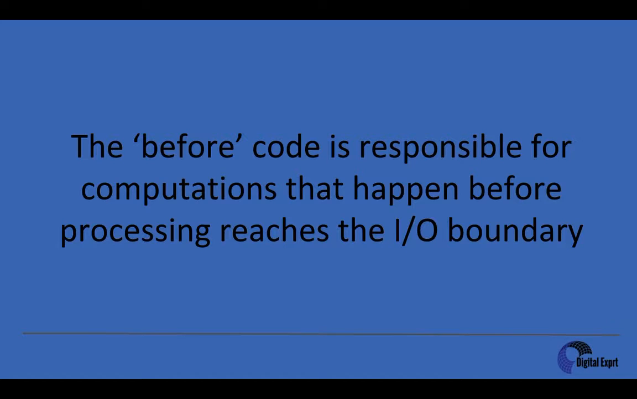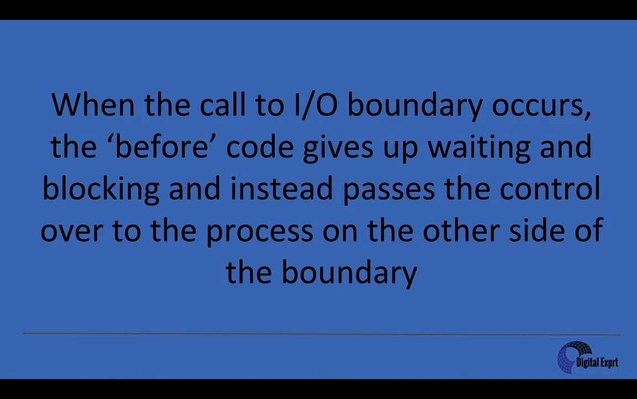When we actually hit the I/O boundary, we have prepared all the information, and now we have to actually do some kind of input-output, be it listening on a network or sending something over the network and waiting for the response, connecting to some auxiliary storage or a database, or waiting on user gestures, and so on. The before code now needs to stop blocking. As we said, relinquish control, give up, take it easy, and pass the control over to the process on the other side of the boundary. This is very important.